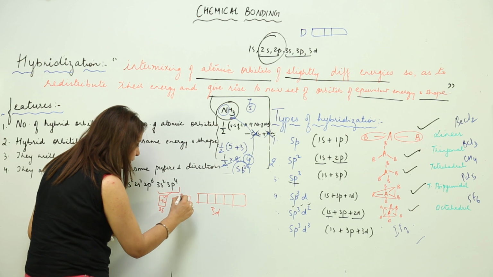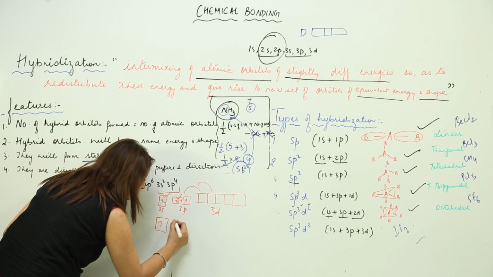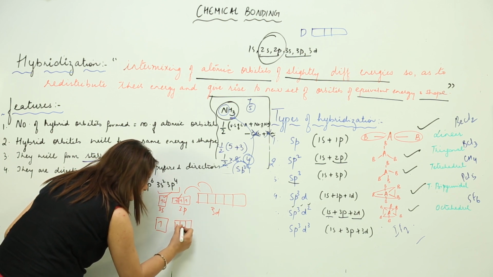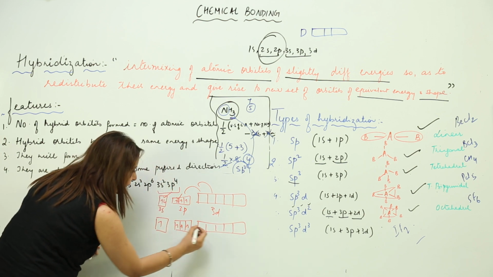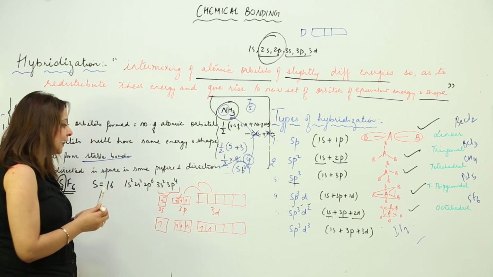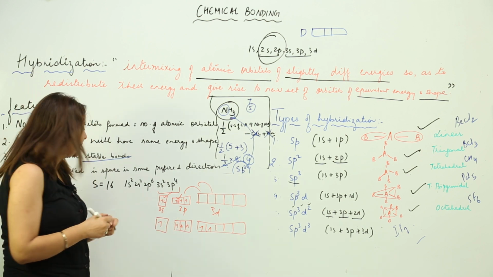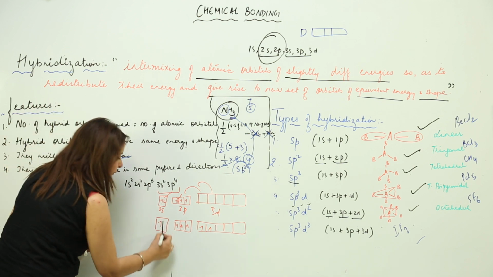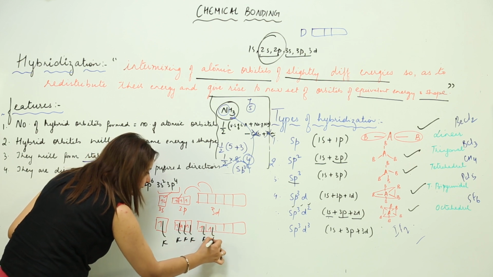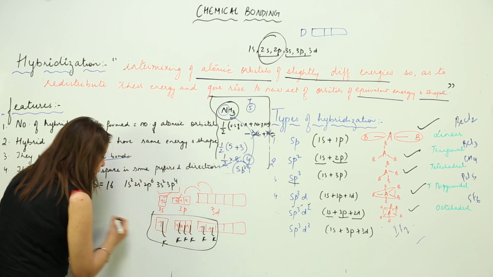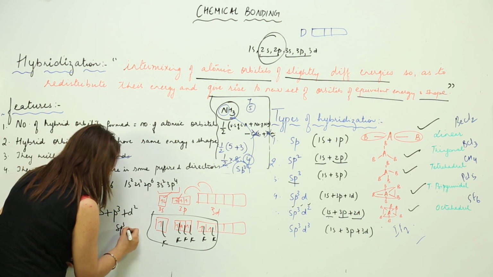Now when we excite, what happens? This paired electron and this paired electron get excited to this and this. So let us make the excited state. So that means this paired and this paired electron is now here. It now has 3, 4, 5, 6, six half-filled orbitals and it can accommodate 6 F. So what is the hybridization? One s, three p and two d, so it comes out to be sp3d2.